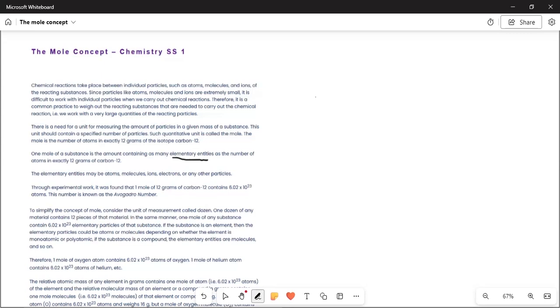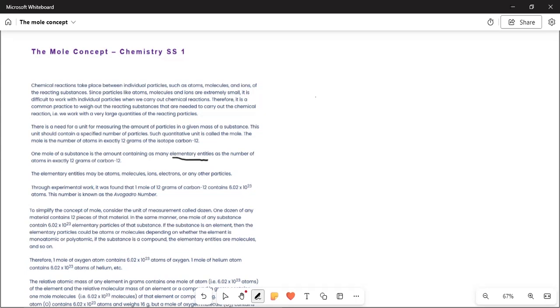Now, what do we mean by elementary entities? The elementary entities are the atoms, the molecules, or the ions, depending on the type of substance in question. If the substance is an element, then the elementary entity, of course, should be atoms. If it's a molecule, now remember that a molecule could be a molecule of an element or a molecule of a compound, then in that case, the elementary entities will be molecules. Then if the substance is charged particles, then the elementary entities are ions.